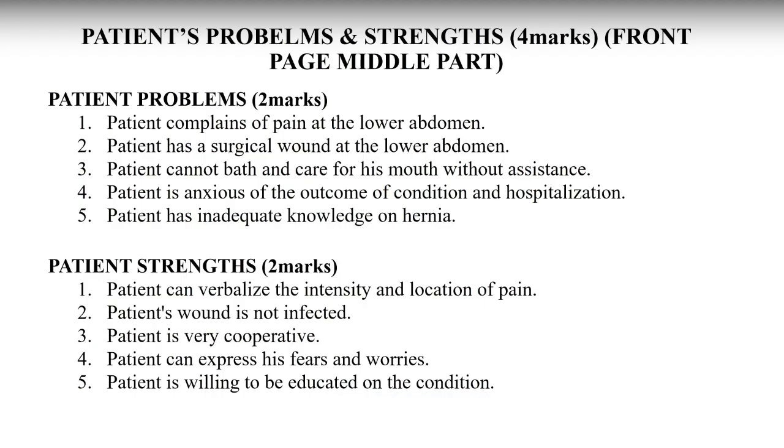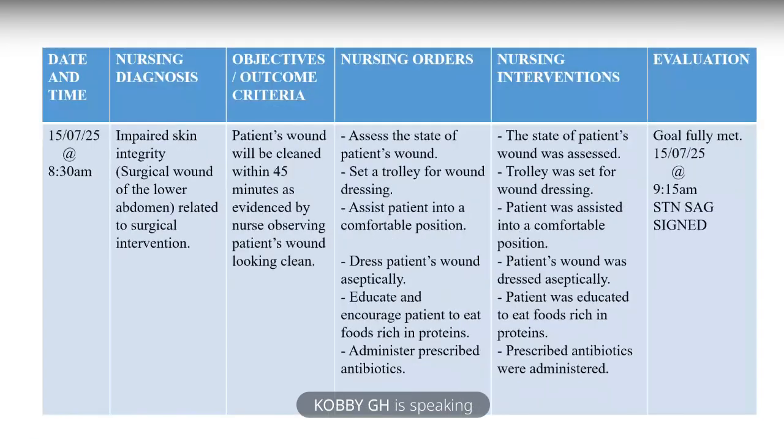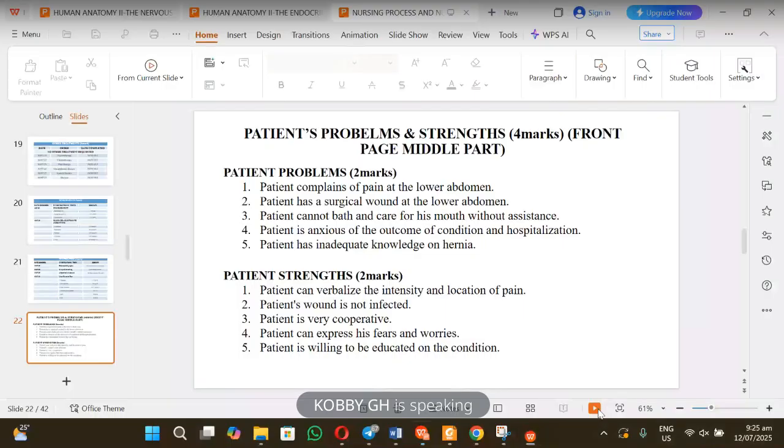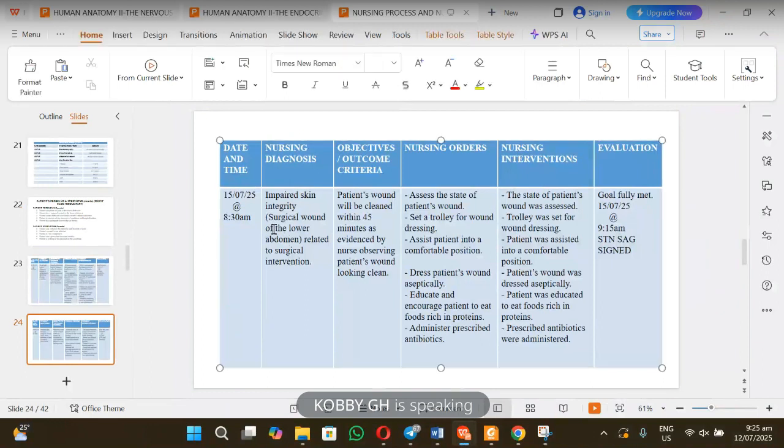Okay, now let's look at how we do nursing diagnosis for wound. So the nursing diagnosis for wound is impaired skin integrity. If you write it and leave it there like that, it's wrong. Impaired skin integrity into brackets, surgical wound at the lower abdomen.